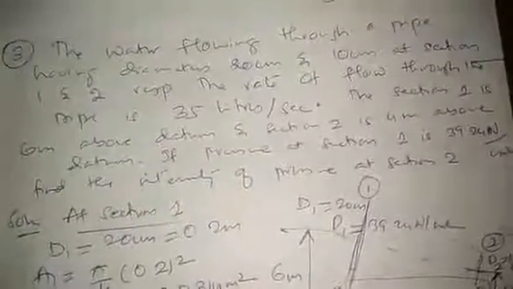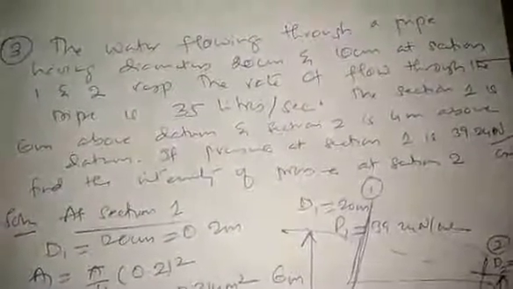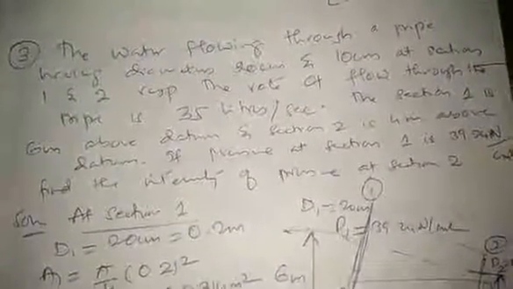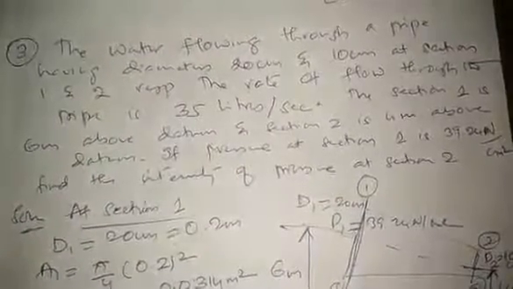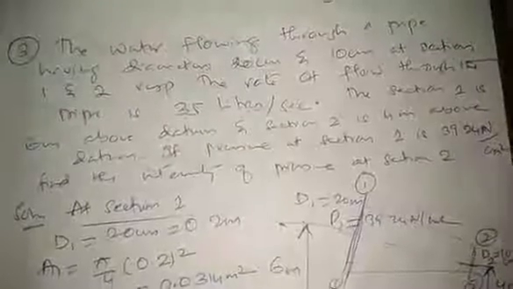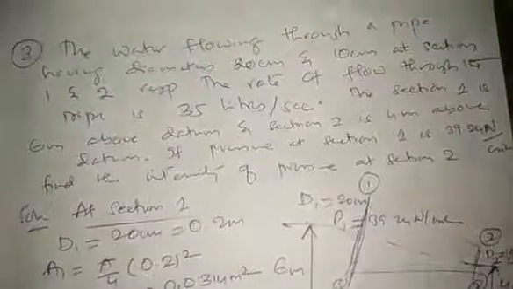Let us go to the next problem. The water flowing through a pipe having diameters 20 centimeter and 10 centimeter at section 1 and section 2. At section 1 the diameter is 20 centimeter, at section 2 the diameter is 10 centimeter. The rate of flow through the pipe is 35 liters per second. So that is the discharge.